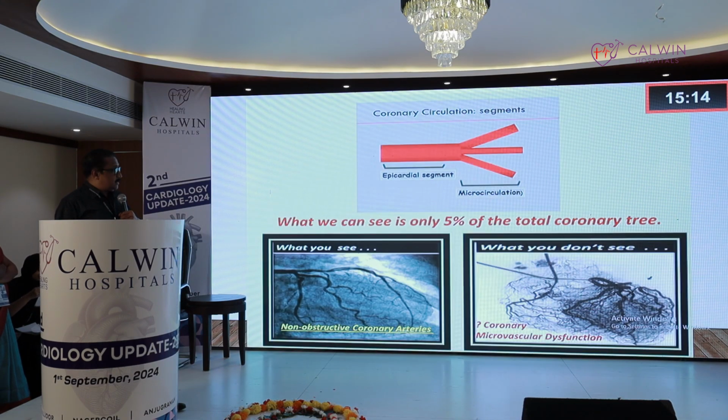Another important thing is that what we are seeing is only about 5% of the total coronary tree in the angiogram, because the microvasculature, which is a large vasculature, is something we are not seeing in the coronary angiogram. So what we see is only the epicardial coronary arteries, and based on this we coined the term non-obstructive coronary arteries, but the patient can have microvascular obstruction or spasm.